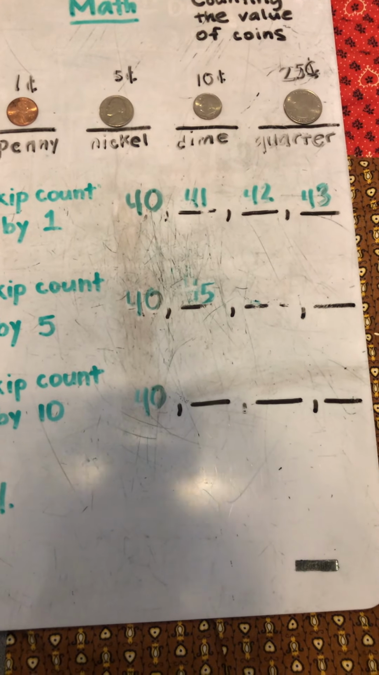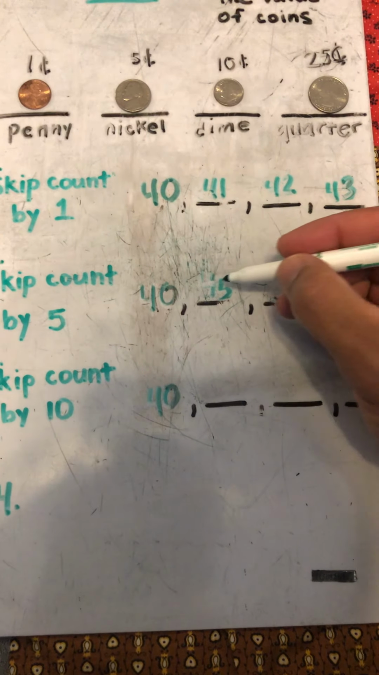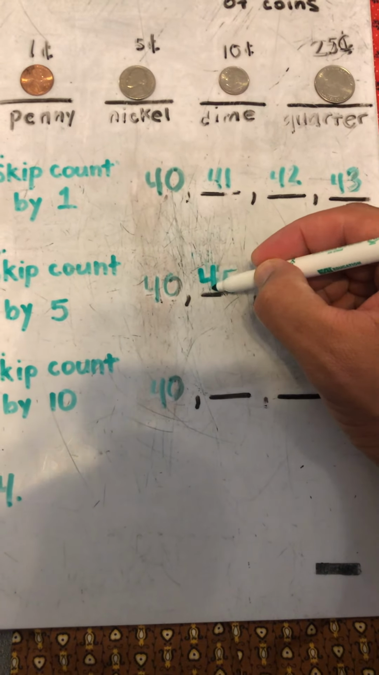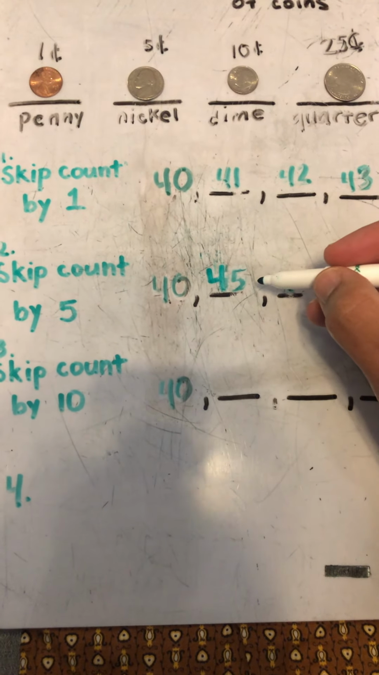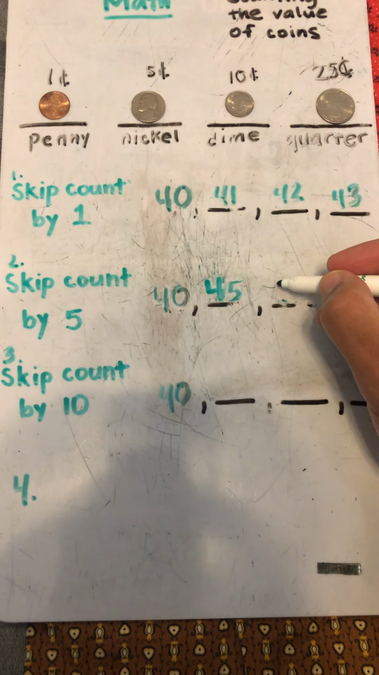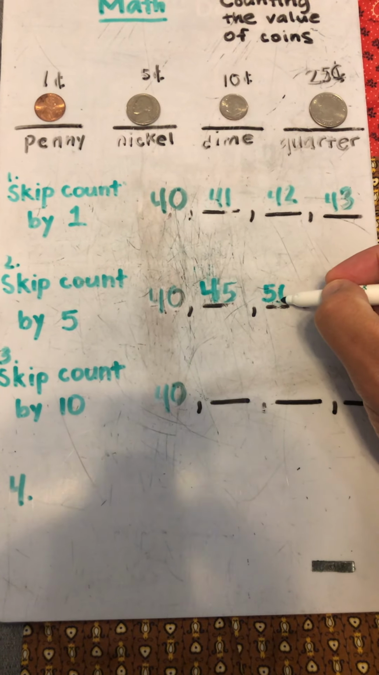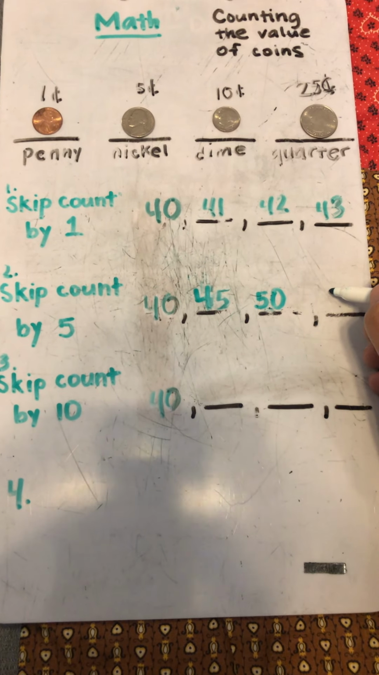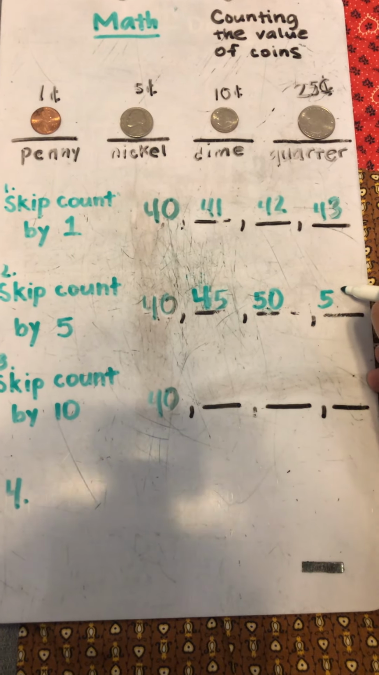Let me make a marker change here. There we go. And now I'll just continue that pattern. 5 more would take me to my next 10, 50. Another 5 would be 55.